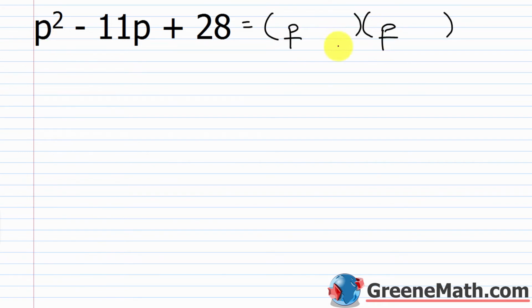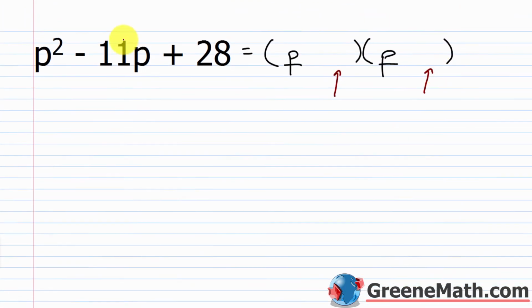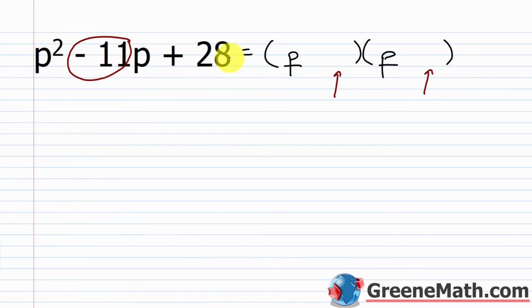Now, for this part right here, I need two integers whose sum is now negative 11 and whose product is positive 28. Because we have a negative involved, it's a little bit more complicated. Now, not only do we have to think about the factors of 28, we also have to play around with the signs to get the addition and the multiplication to work out. So let's just think about the factors of 28. So we have 1 and 28. Those are too far apart to ever produce negative 11, no matter what the signs are.